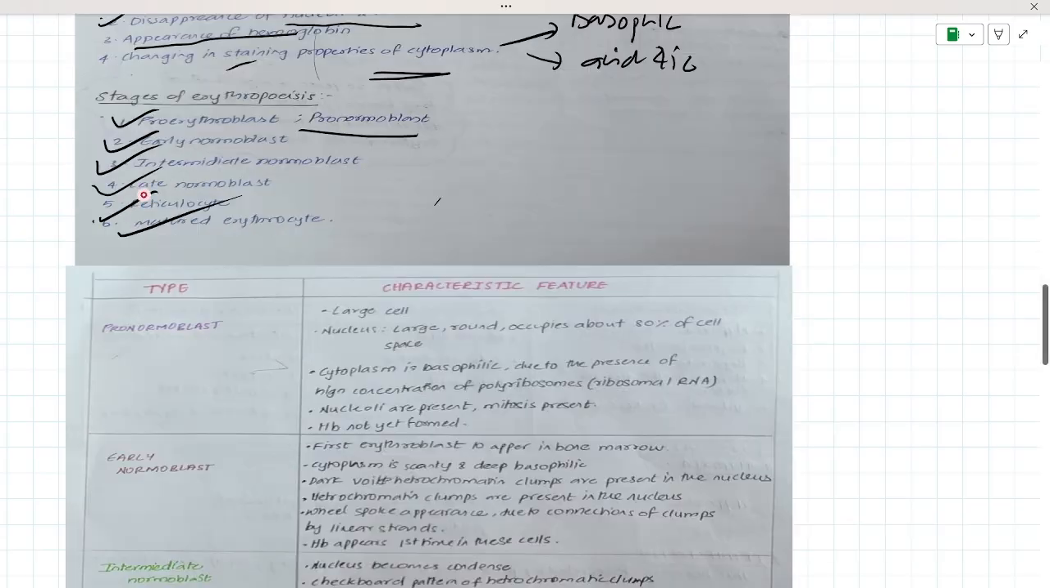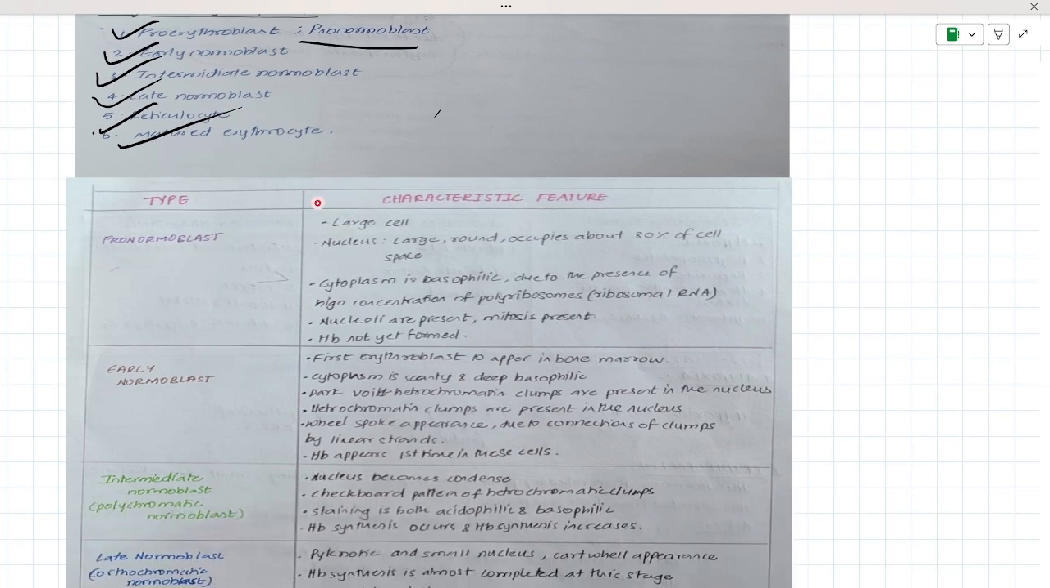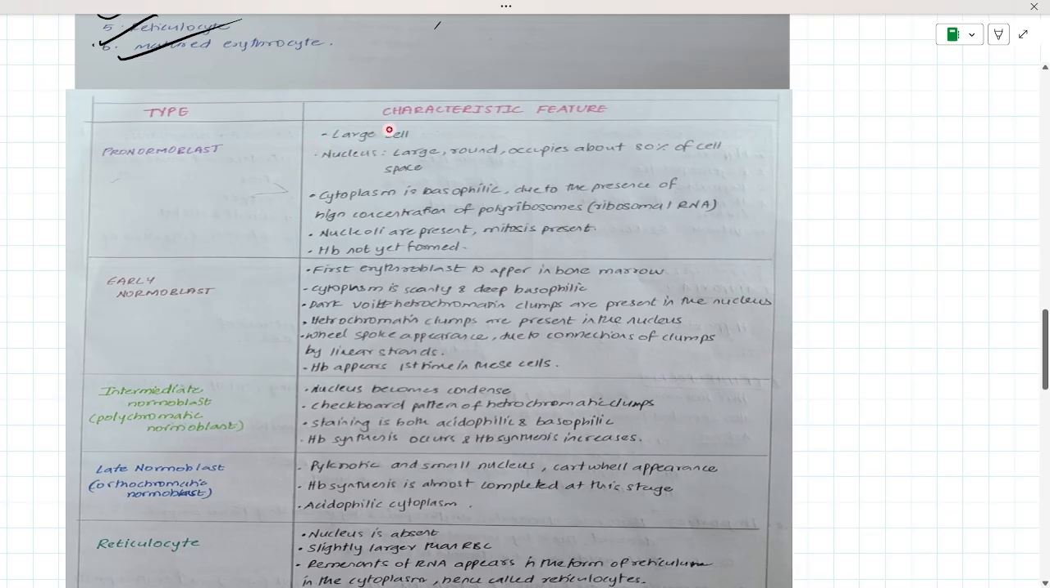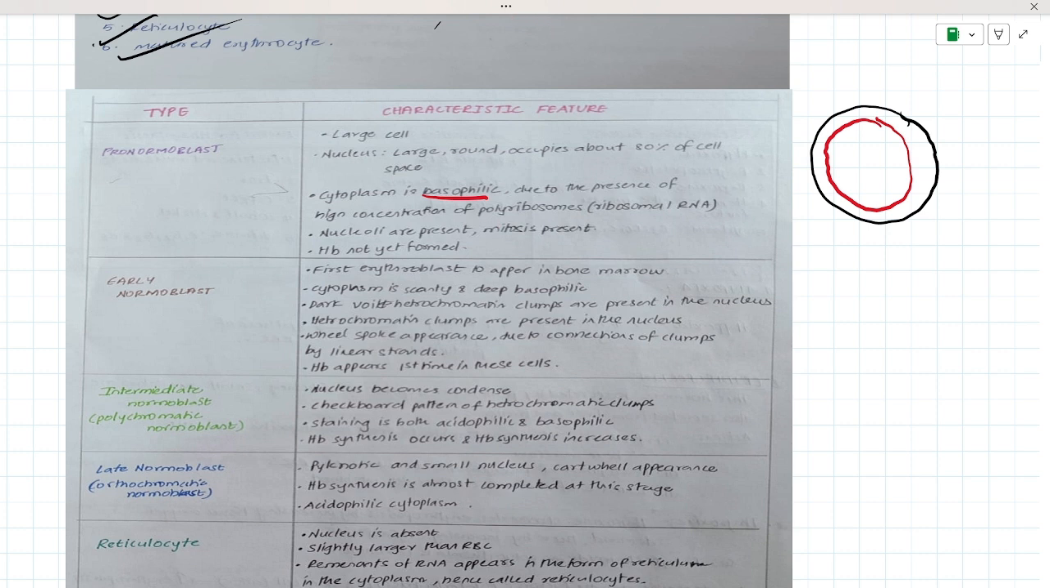So the first stage is the pronormoblast. Now, what are the characteristic features of this pronormoblast? The nucleus and the size of the cell are large initially. The nucleus occupies almost 80% of the cell volume in the proerythroblast. And the cytoplasm is basophilic due to the presence of a high concentration of polyribosomes.